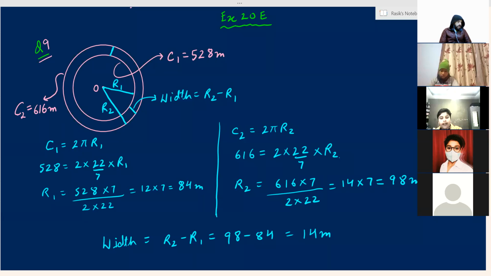Next question: the inner circumference of a circular track is 330 meters. Inner circumference is given of a track. The track is 10.5 meters wide everywhere. Calculate the cost of putting up the fence along the outer circle at the rate of rupees 20 per meter.